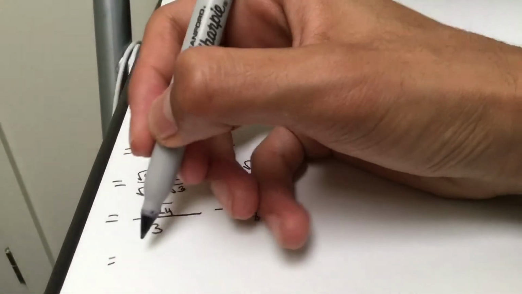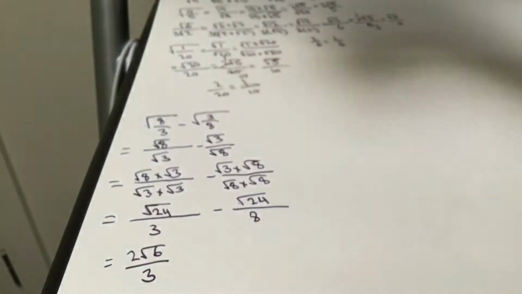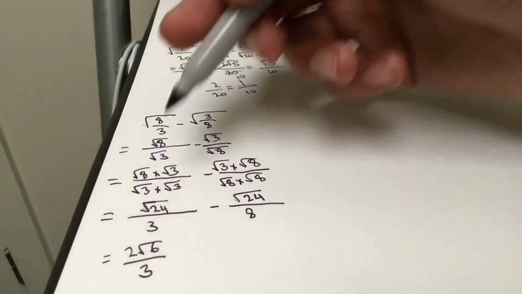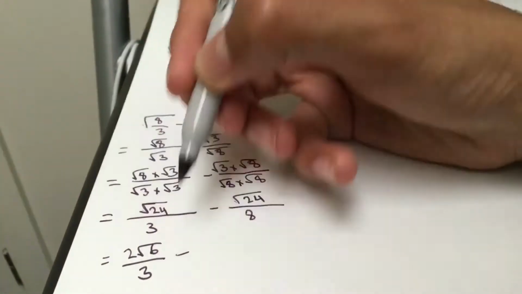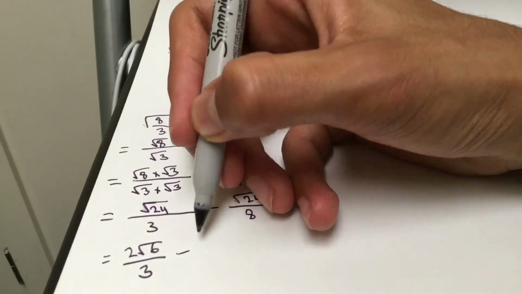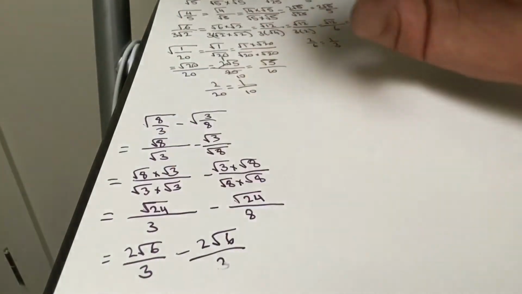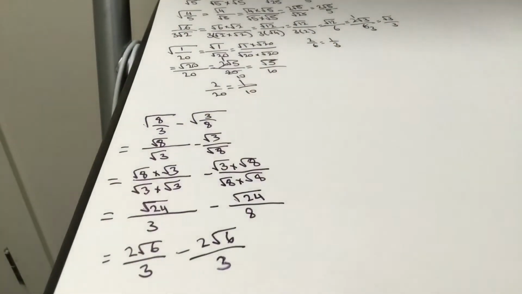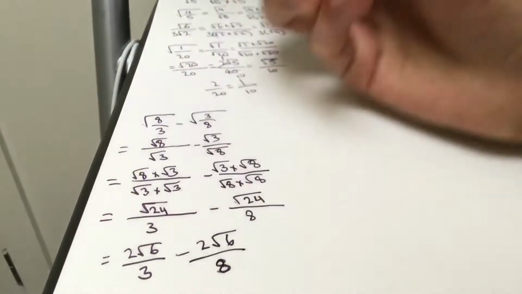Okay, so our next step: square root 24 can be written as 2 square root 6 over 3. You can look at my previous videos on square roots, so you'll have a better understanding of solving square roots. Minus, square root 24 can also be written as 2 square root 6 over 3. Next step. Oh, sorry, I was meant to write 8 over here.